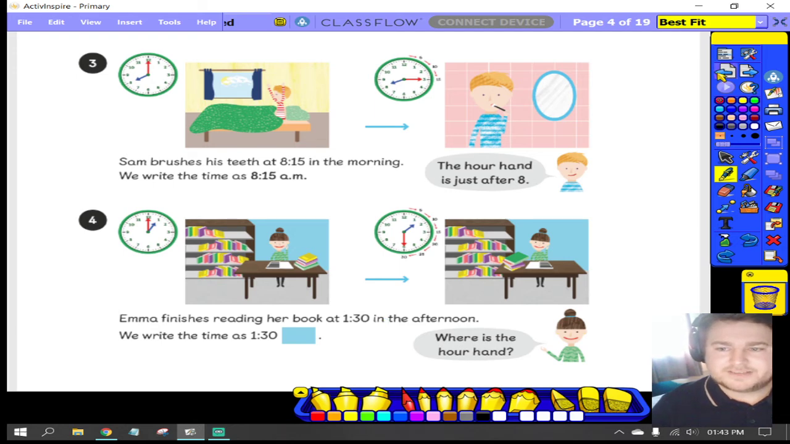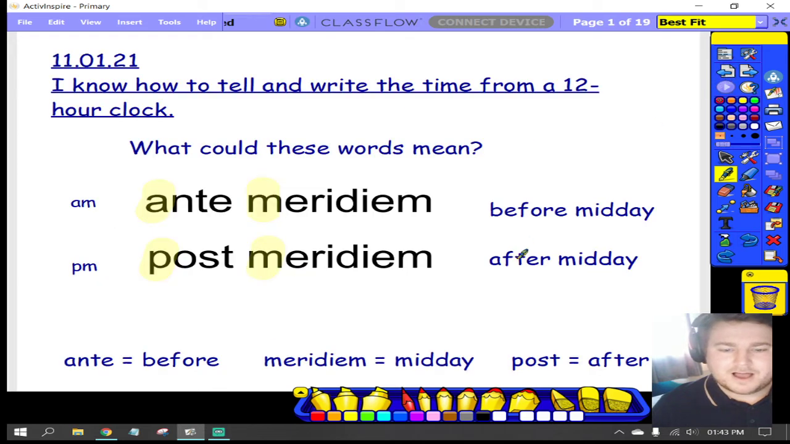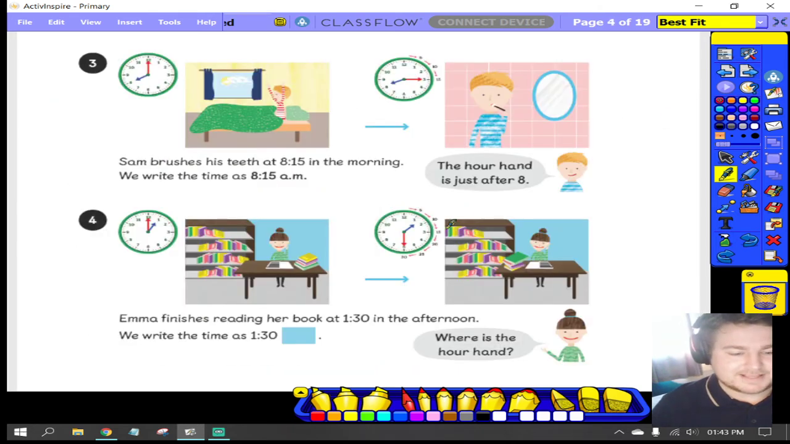The afternoon. Let's just go back a couple. After midday, afternoon, p.m., post meridian. Let's go back and fill that in. 1:30 p.m. Cursive. It's quite hard with a mouse.